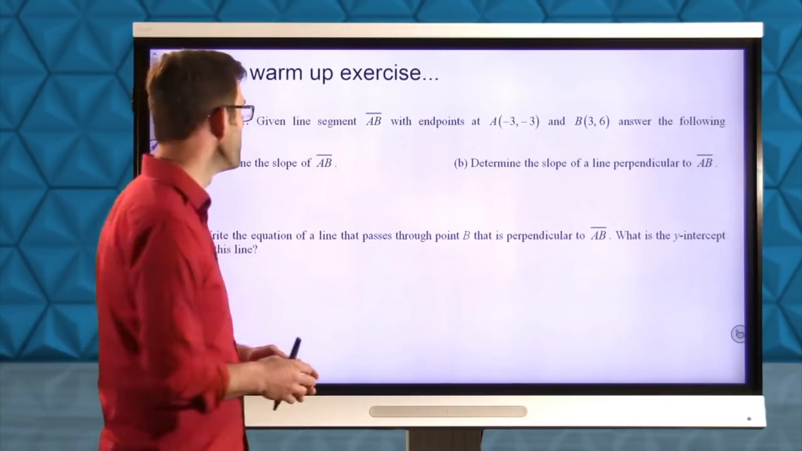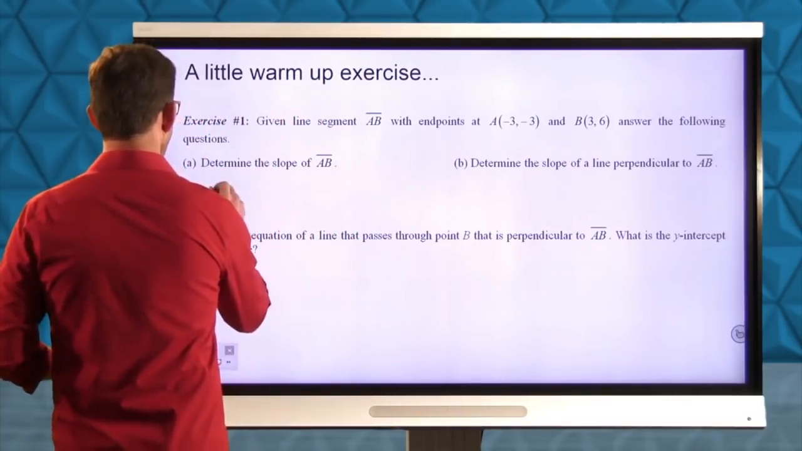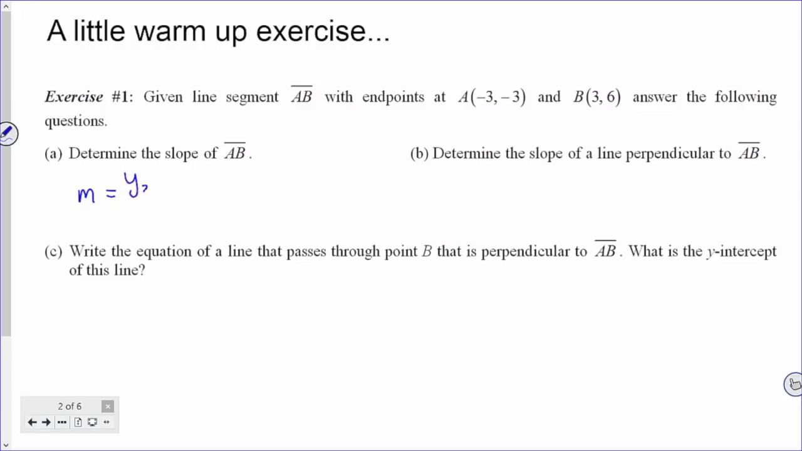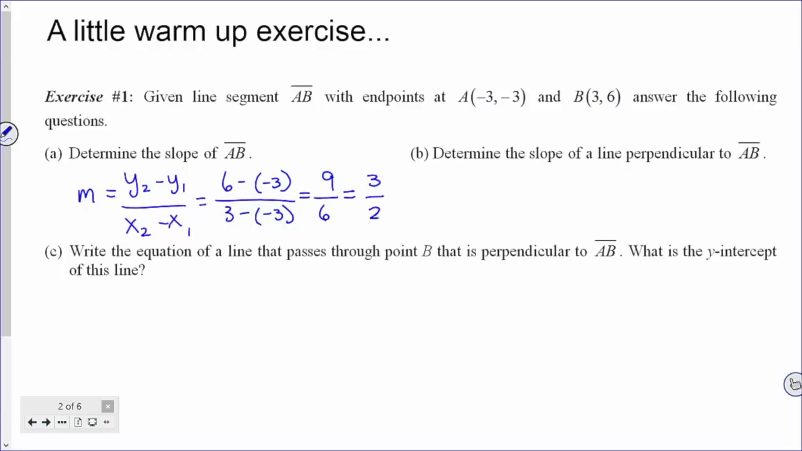All right, let's go through them. Simple enough, right? Find the slope of AB. We're just going to use the classic slope formula, y2 minus y1 divided by x2 minus x1. It doesn't really matter which one you think of as x1, y1, x2, y2. But I think it'll be natural to do 6 minus -3 in the numerator, and then 3 minus -3 in the denominator. That'll give us positive 9 in the numerator, positive 6 in the denominator. And if we reduce that slope to simplest form, the slope of AB is 3/2.